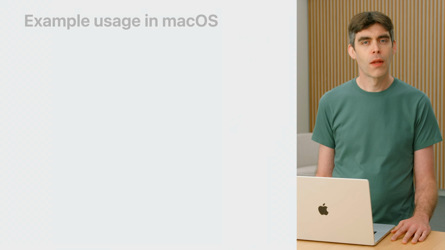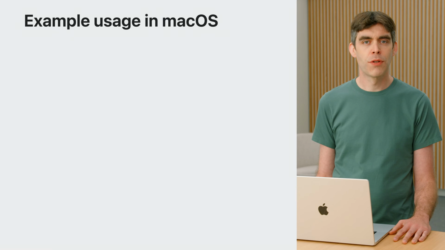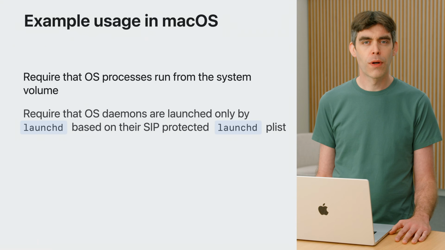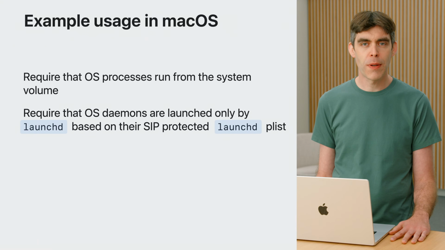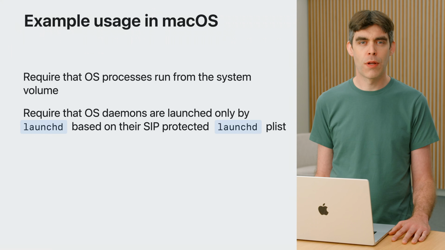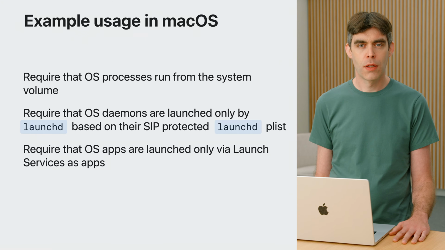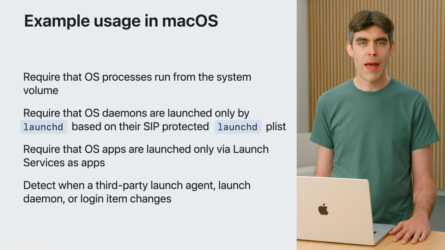For example, to help ensure processes are using trusted bundle resources, we require OS processes to run from the signed system volume. To ensure that privileged daemons aren't run with unexpected arguments or mock ports, we require that system daemons be run only based on their protected launchd plists. To reduce the attack surface of system apps, we require that they be run from launch services as applications. And to ensure that user approval for background items has teeth, we use environment constraints to detect changes.